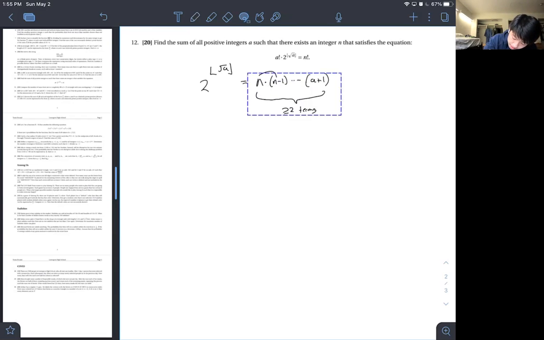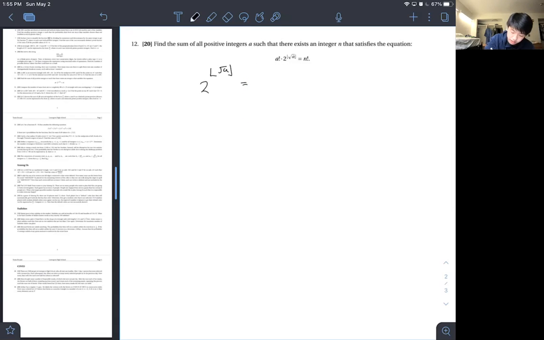And so this means that actually 2 to the floor of square root of a is going to have to equal n, which will also equal a plus 1. And so now we found our construction for n. At this point, we're just trying to find a such that 2 to the floor of the square root of a is equal to a plus 1.